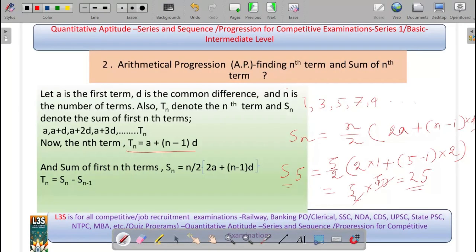Now we know the terms. So what will be the sum up to the 5th term? 1 plus 3 plus 5 plus 7 plus 9. That means how much is this? 1 plus 3, 4; 4 plus 5, 9; 9 plus 7, 16; 16 plus 9, 25. It is the same. So this formula is correct. This way we can find the nth term and the sum of the first n terms, which is very important.